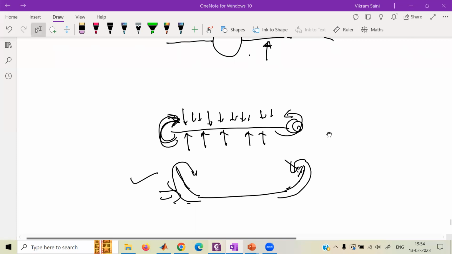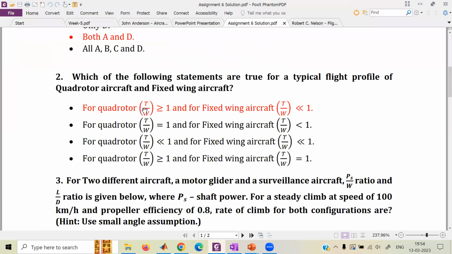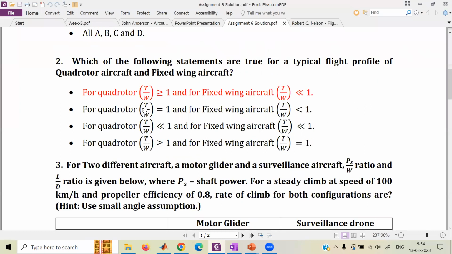Which of the following are true for a typical flight profile of a rotor? I think this question is coming twice. Anyone thought? Can you confirm? I have seen this question in one of the assignments earlier also, as far as I can remember. Week 4 it was there. Yes, sir. It was in an earlier assignment. It was in week 4, I think, so you can skip it. Yeah, we've discussed it.